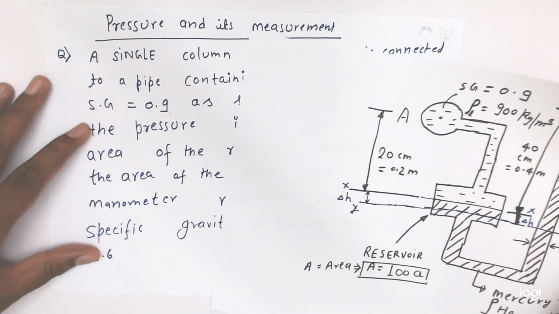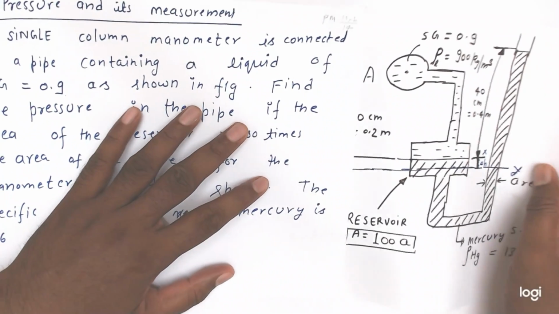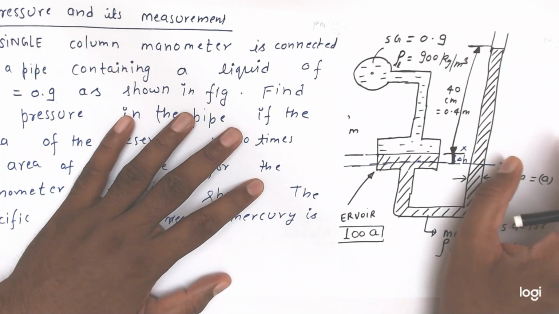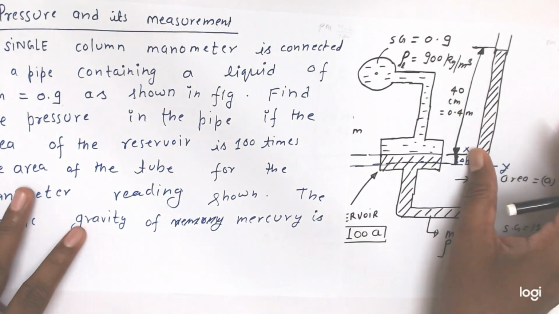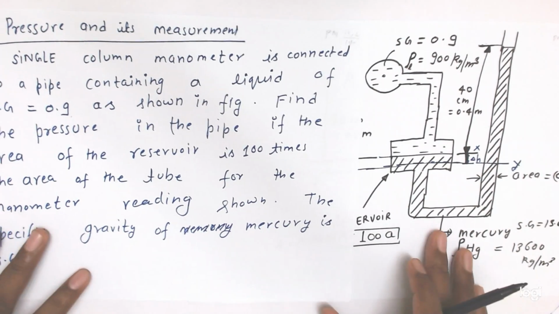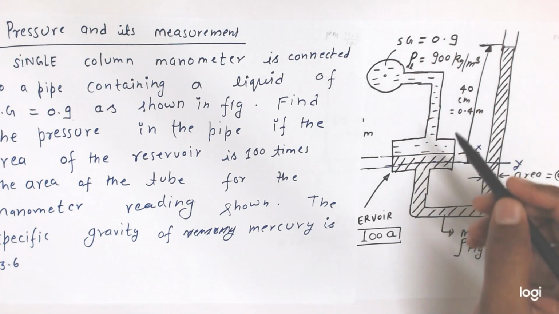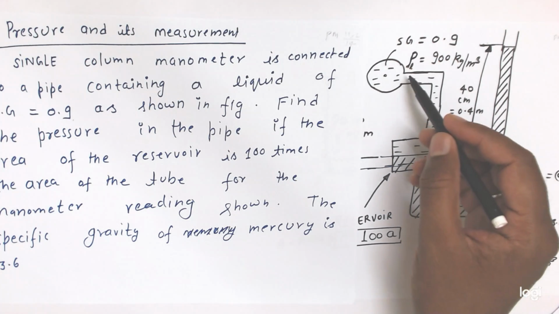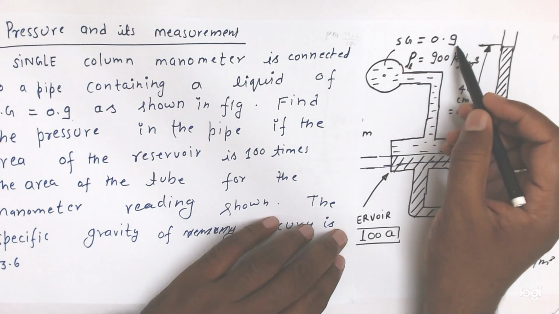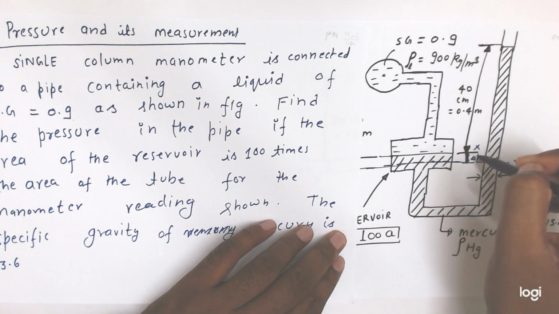Friends, this is the figure. This is the figure just to understand, friends. I will explain the figure and how it is connected. So, first you see here, this is the single column manometer. This is the reservoir part, and it is connected to a pipe. In the pipe, a liquid of 0.9 specific gravity is flowing, and the data has been given here.